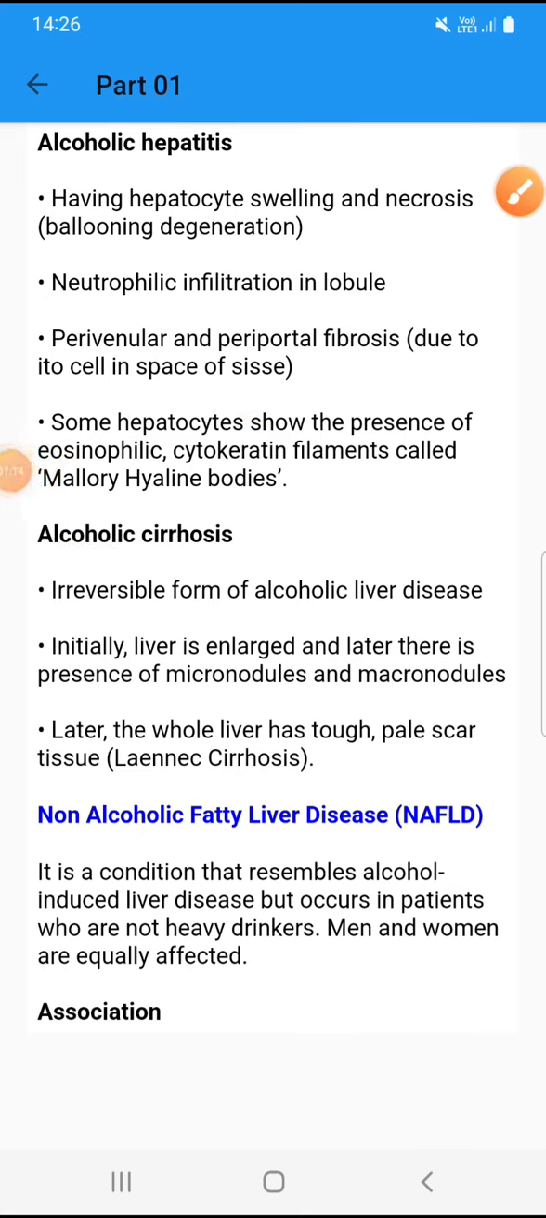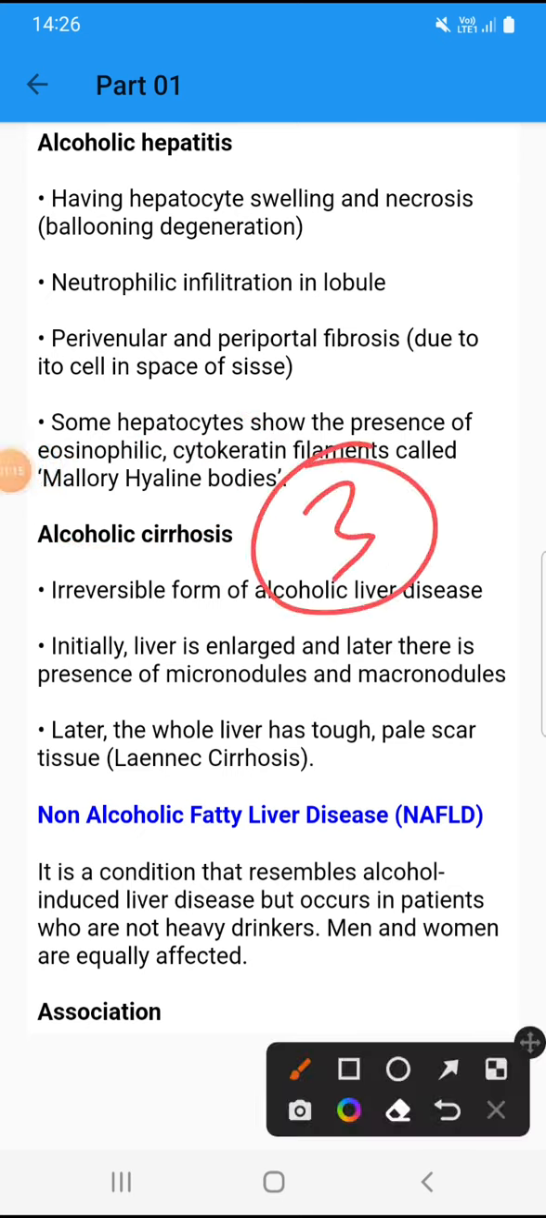Alcoholic cirrhosis is the third stage, and this is an irreversible stage. Initially, the liver is enlarged and there is presence of micronodules and macronodules. Later, the whole liver has tough pale scar tissue, the Laennec cirrhosis.